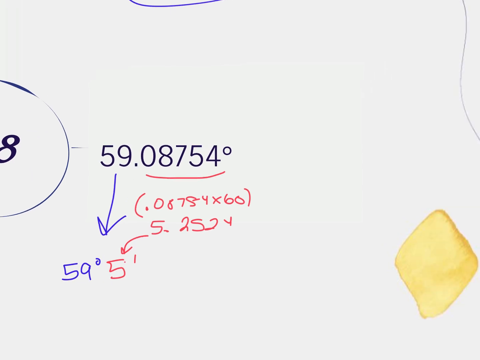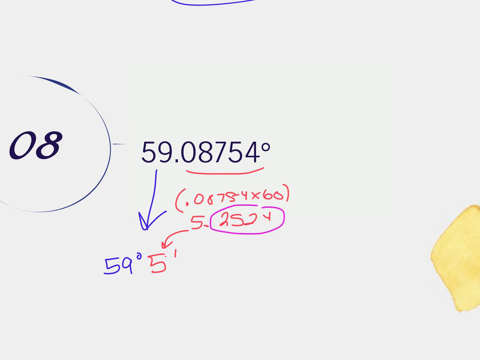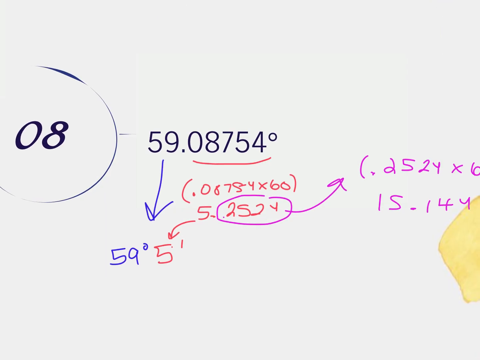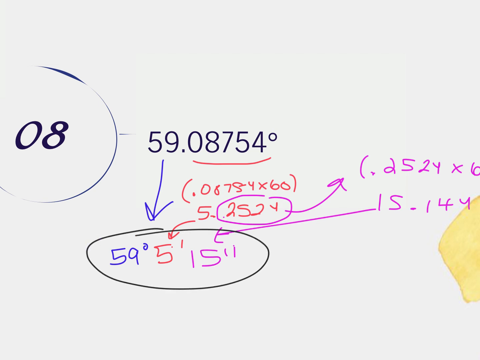Perfect. And now what do I do to find the seconds? I'm going to take this decimal, 0.2524, and multiply it by what number? 60. So 0.2524 times 60. And you get what? 15.144. Okay, so the whole number is what I want for my answer. So it's 15 seconds. So your answer is 59 degrees, 5 minutes, and 15 seconds. That's what this decimal equivalent is in degrees, minutes, and seconds.